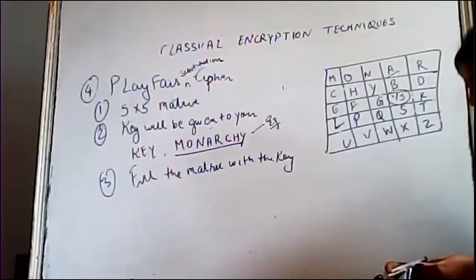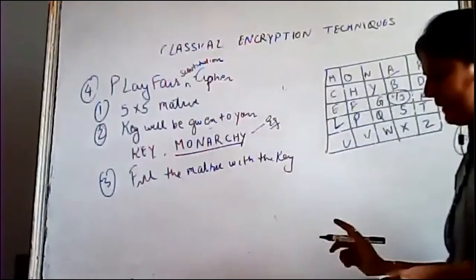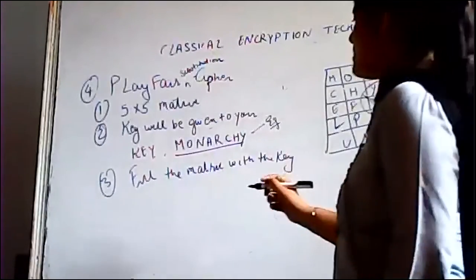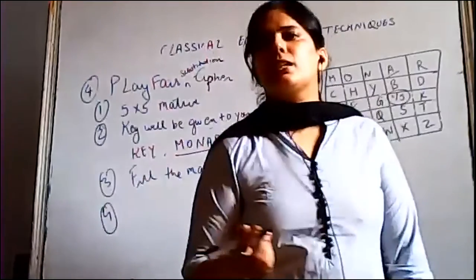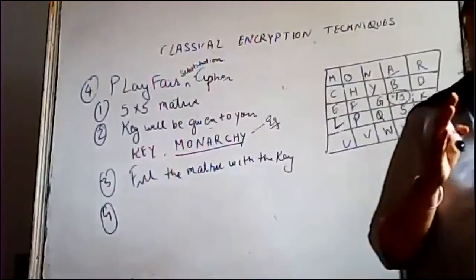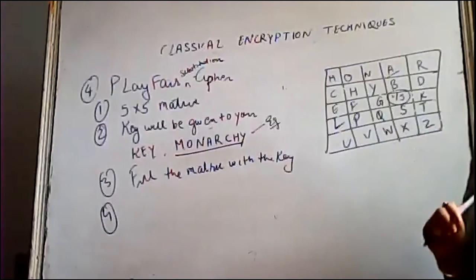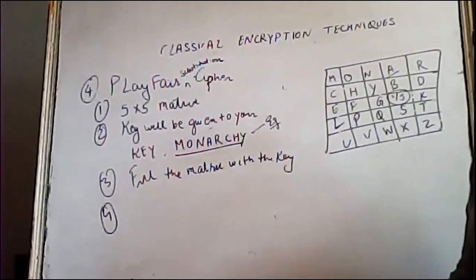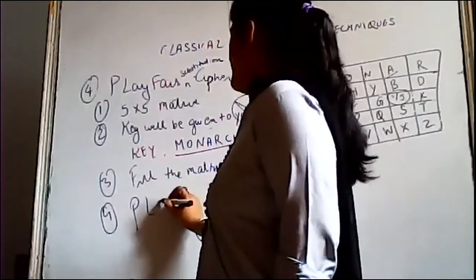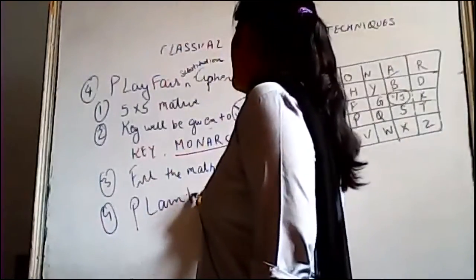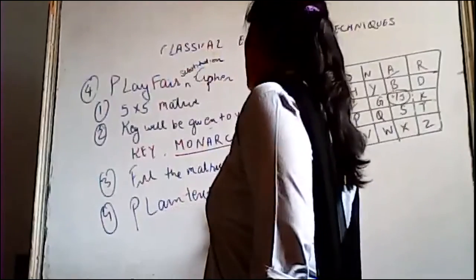Now the next thing is that we will divide the plain text into pairs. Let's suppose the plain text is what? As at the start of the session, I told you that we use two types of words. One is the plain text, another one is the cipher. So plain text is that which you need to encrypt. Okay? So let's suppose my plain text is Plain Fair.